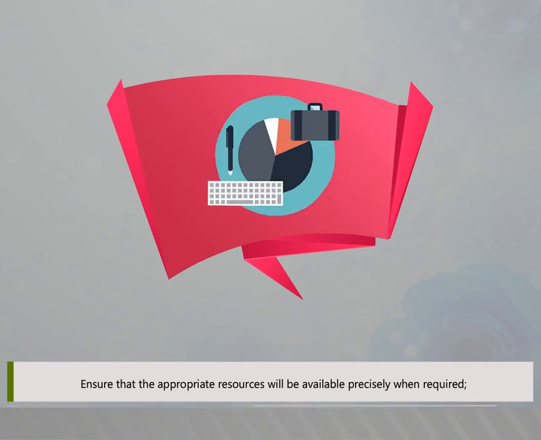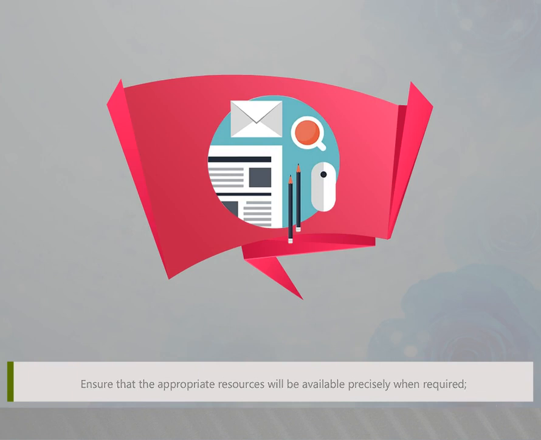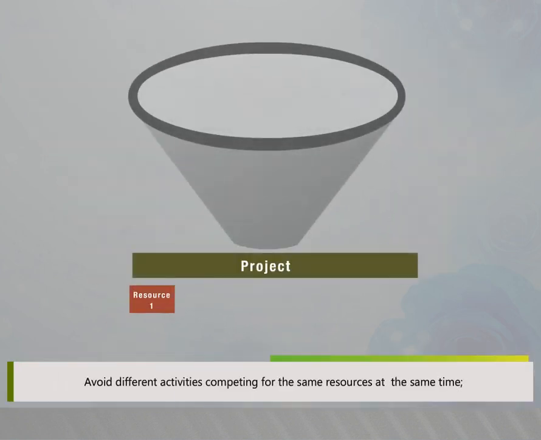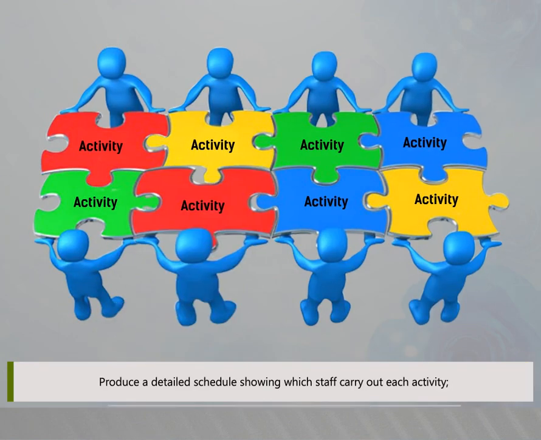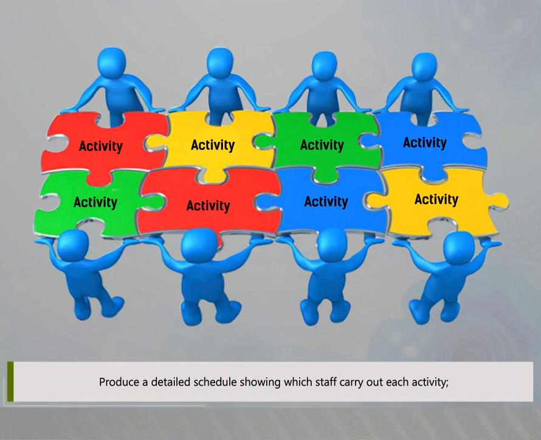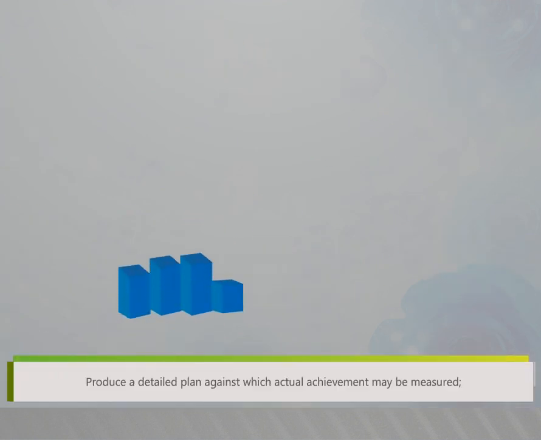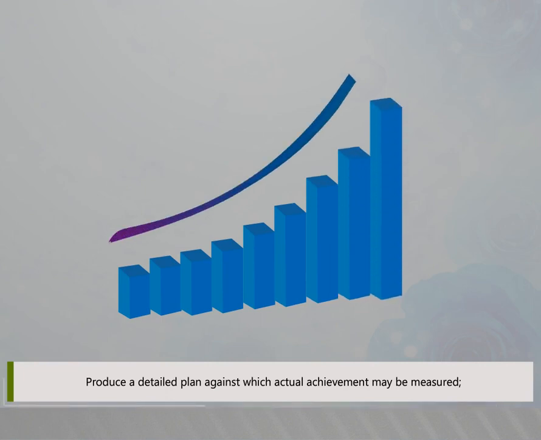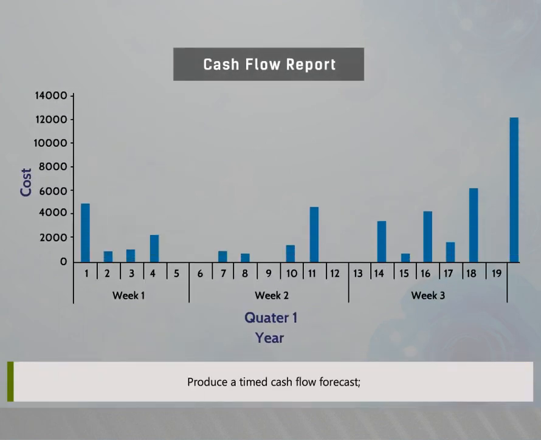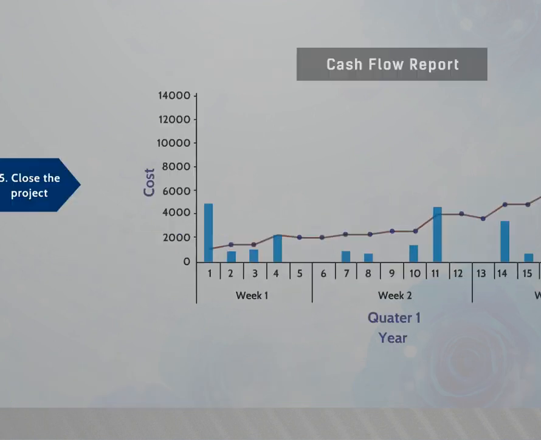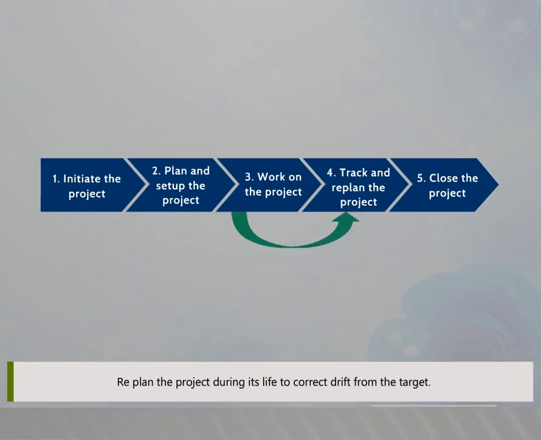This will enable us to ensure that the appropriate resources will be available precisely when required. Avoid different activities competing for the same resources at the same time. Produce a detailed schedule showing which staff carry out each activity. Produce a detailed plan against which actual achievement may be measured. Produce a timed cash flow forecast. Replan the project during its life to correct drift from the target.